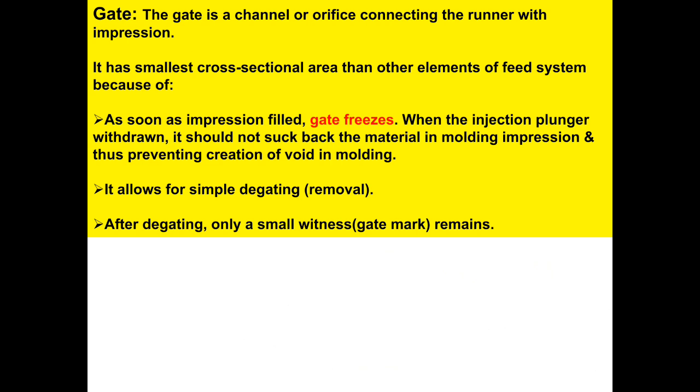Then the next part of the feed system is the gate. The gate is a channel or orifice connecting the runner with the impression. It has the smallest cross sectional area of the elements of the feed system, because as soon as the cavity is filled, the gate freezes, the gate cools. When the injection plunger is withdrawn, it should not suck back the material from the molding impression, thus preventing the creation of a void in the molding.